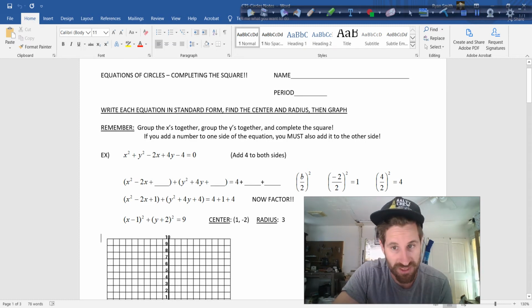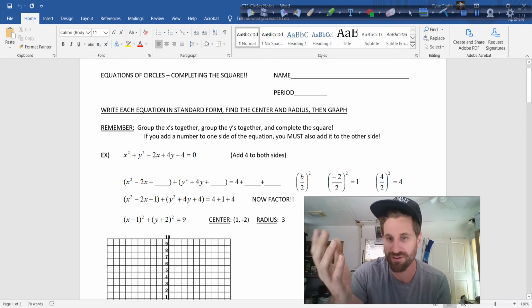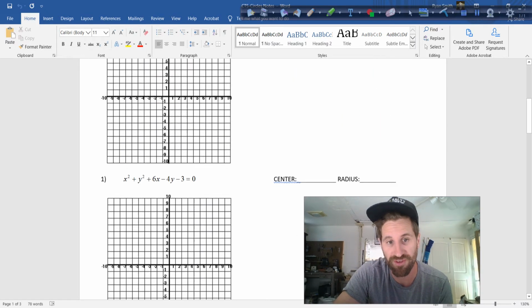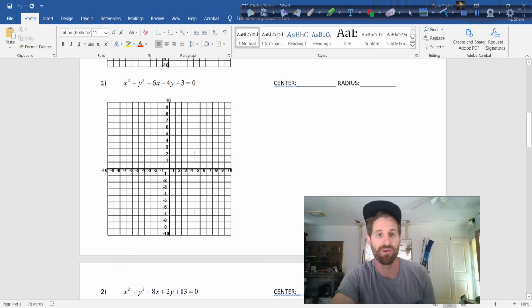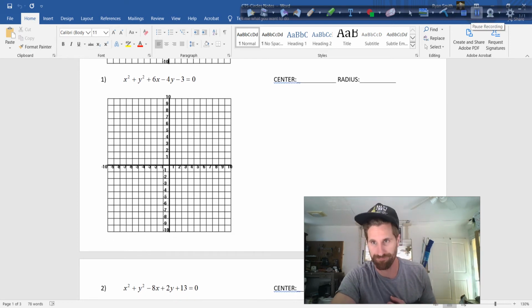Now the factoring is easy. It should be this number here. So negative 1, right? Negative 2 divided by 2 is negative 1. And 4 divided by 2 is 2. And then we get to graph it. So pretty easy. So we're going to do the same thing, but with this problem.